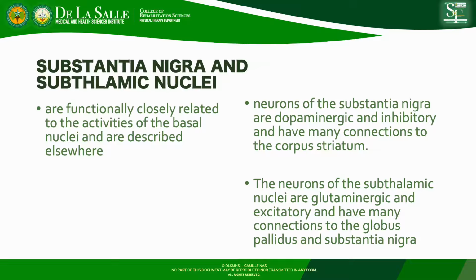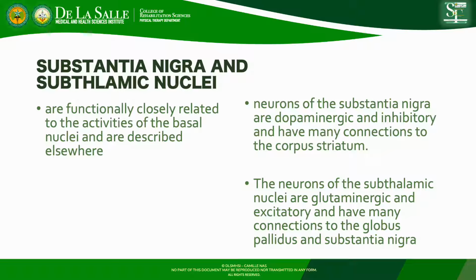But we'll be more specific later in the motor pathway because dopamine can also act as excitatory depending on the receptors that it will bind to. But the majority of the dopamine neurotransmitter is inhibitory. Next are the neurons of the subthalamic nuclei. These are glutaminergic, which means they're excitatory, so they're very opposite in function. Again, the substantia nigra is mostly inhibitory, while the subthalamic nuclei are excitatory and have many connections to the globus pallidus and the substantia nigra.